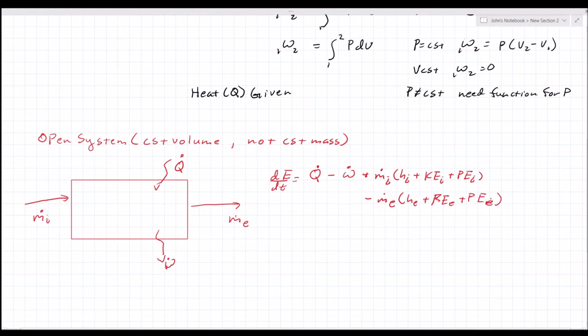Now, there are two keywords that you need to look for when you're solving open system problems, because this can get really complicated. As you can see, I have derivatives all over the place. Well, you want to look for the terms called steady state.